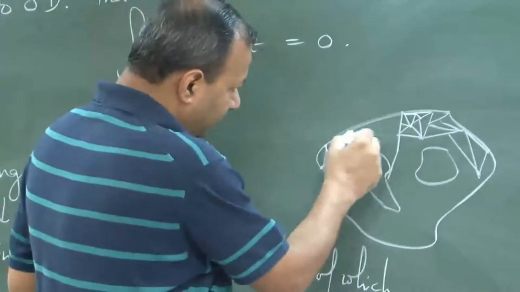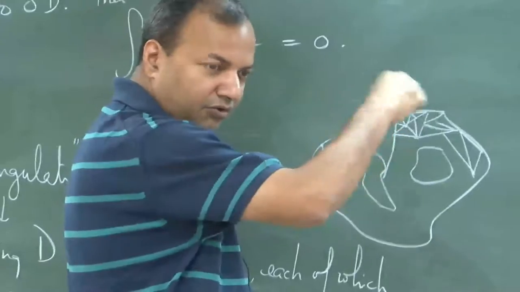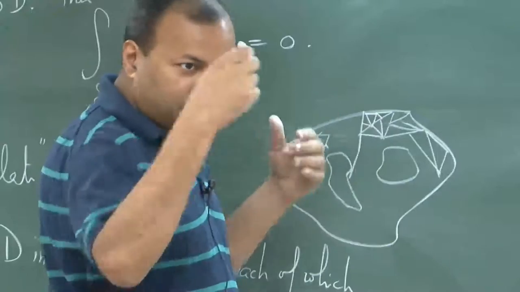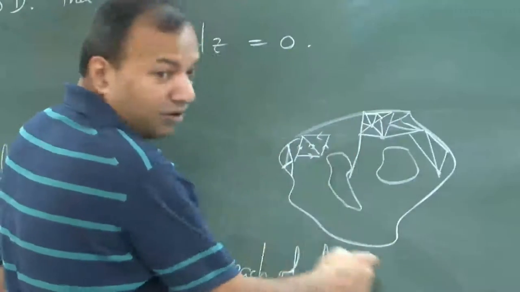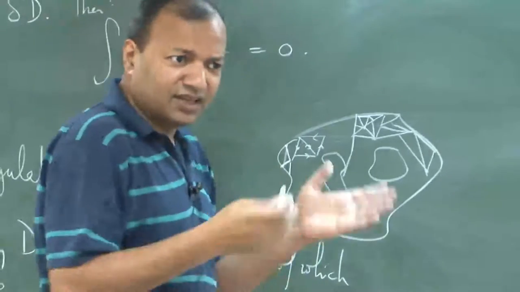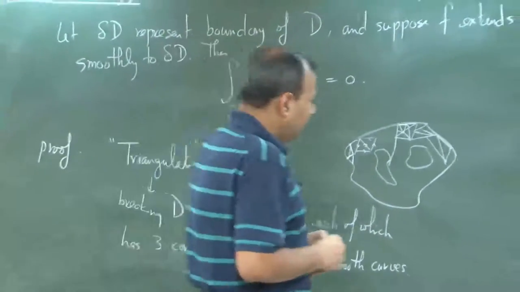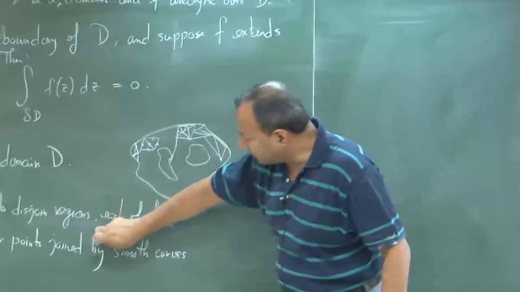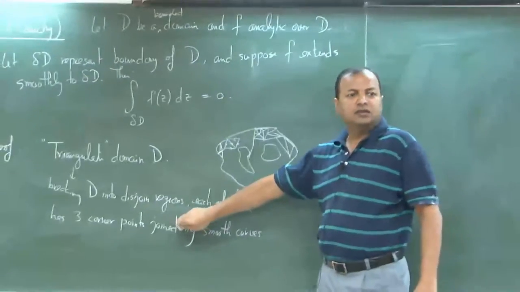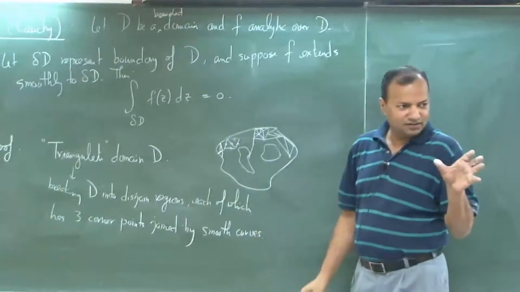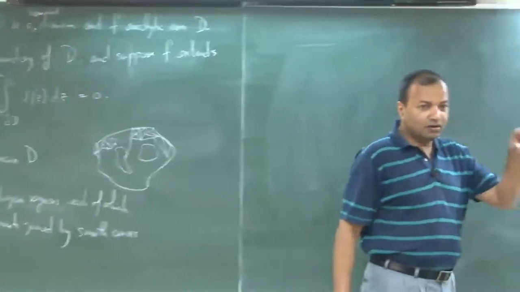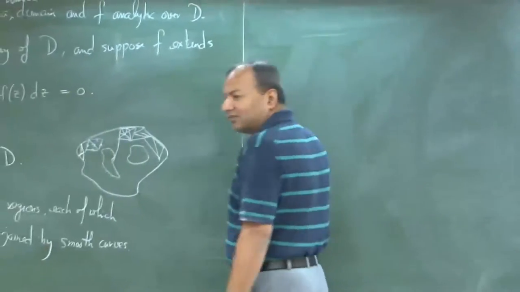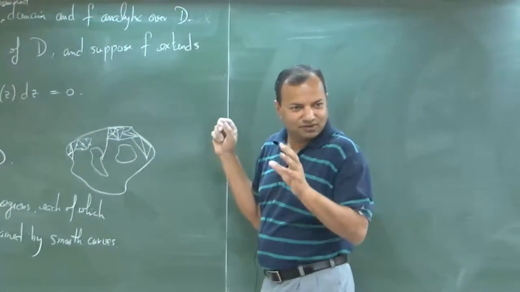So, if the integral along each of these boundaries is 0, when you add them all up, the resulting integral is of course 0. And the boundary that you get for the resulting integral is precisely the boundary of this region. Everything else cancels out. So, all that I need to show is that for any such region, this triangle in this general sense, the integral of f along the boundary of this triangle is 0. For that, we will start with a very simple, actual triangle.